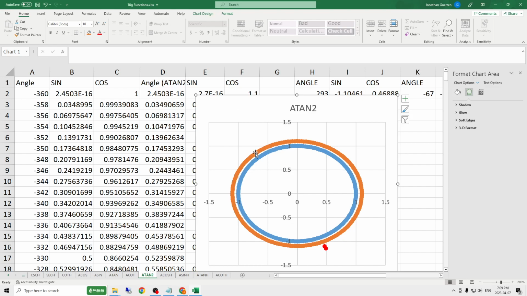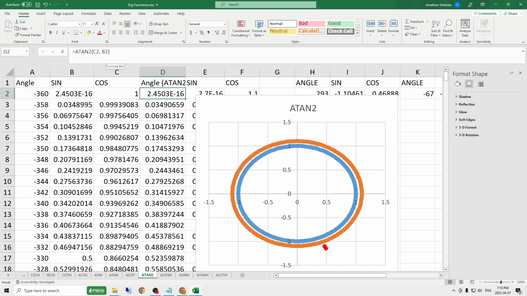So as we can see, I've plotted a unit circle in blue based on taking the sine and cosine of an angle and plotting those on an xy graph. And then I took the arctangent 2 using the cosine as the input x coordinate, or x num, and the sine as the input y coordinate, or y num. And what this does is it allows any point in Cartesian space to be accurately described by an angle.